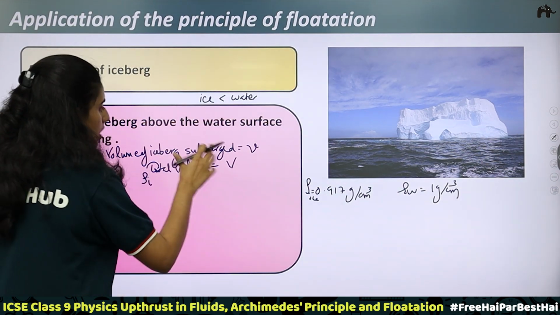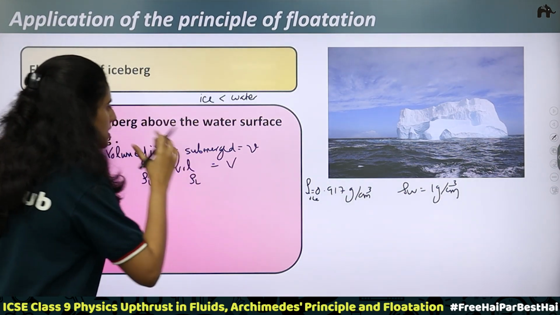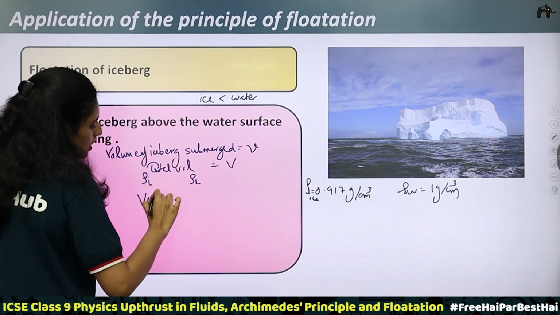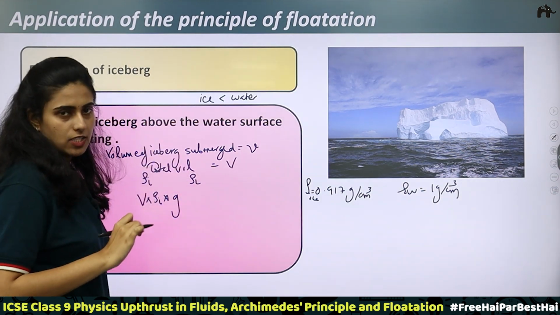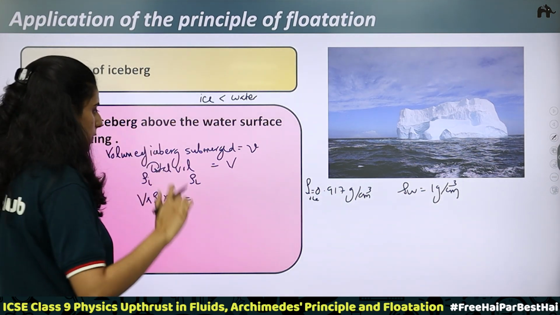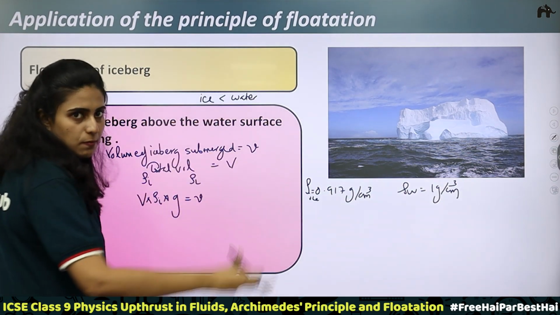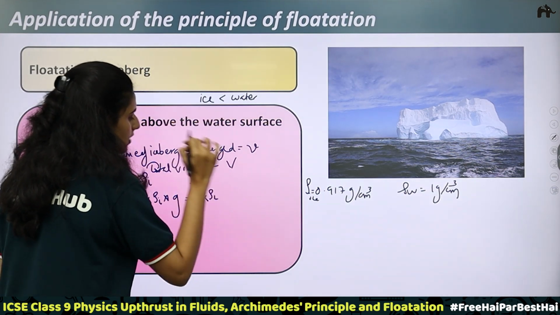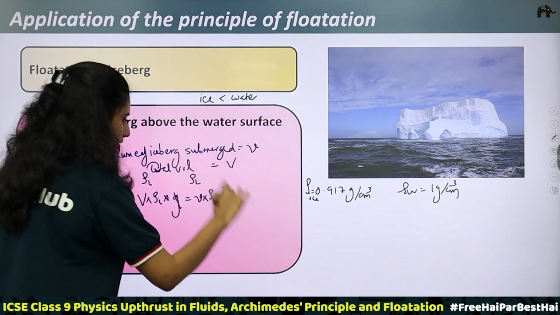Okay. Then, we know that the weight of the body will be equal to the weight of liquid displaced. So, what is the weight of the body? Weight of the body will be equal to capital V into density of the body, that is density of iceberg, into acceleration due to gravity. Now, the weight of liquid that is displaced will be equal to the volume of liquid displaced, that is volume of iceberg that is submerged, into density of the liquid into acceleration due to gravity. Okay. So, acceleration due to gravity can be cancelled.